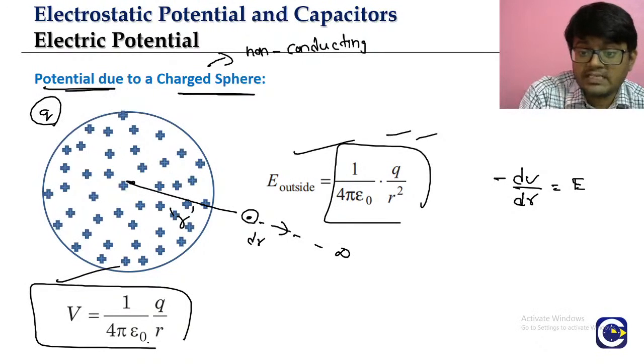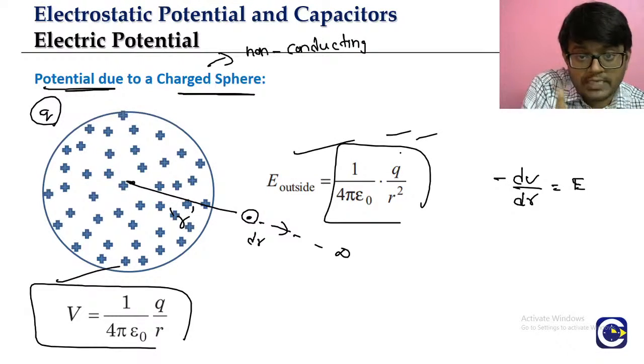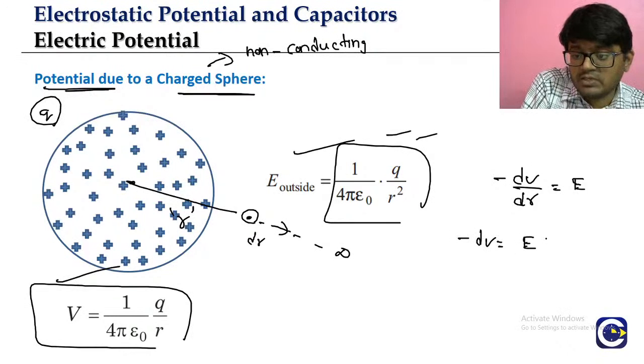I am not doing the derivation again. Here we do it just as it is. The electric field function is the same, 1 by 4 pi epsilon naught q by small r square. Then what are we going to do? Minus dv is equal to E dr. Minus dv is equal to 1 by 4 pi epsilon naught q by r square dr.